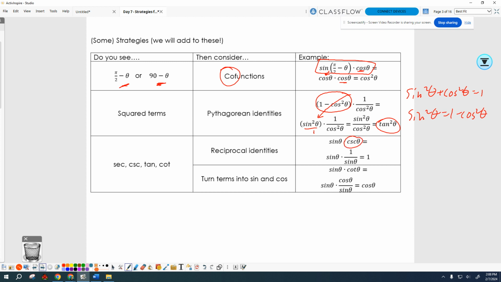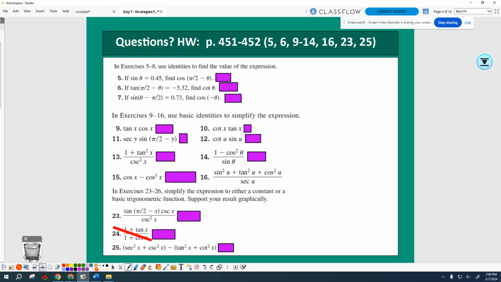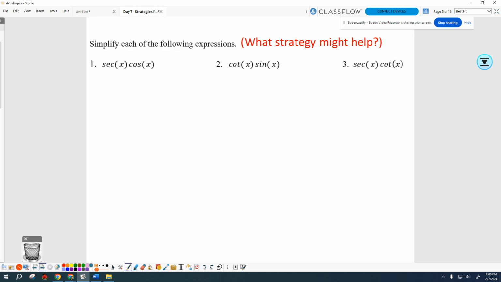Then this strategy: we might want to turn something into its reciprocal function, or we might just want to turn everything into sine and cosine and see how it goes. So you guys should be able to do these. First, were there questions on any of these in the textbook? Nothing? Okay, well, let me know. Can you guys do these 3? They should be quick.